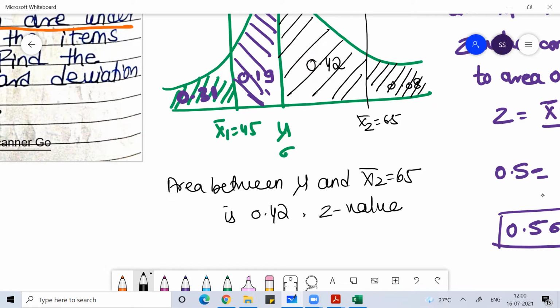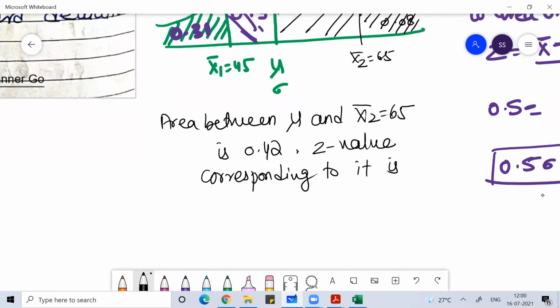To find the z value corresponding to that, I'll look into the normal distribution table. So the z value corresponding to 0.42 is 1.41. The z value corresponding to it is 1.41.